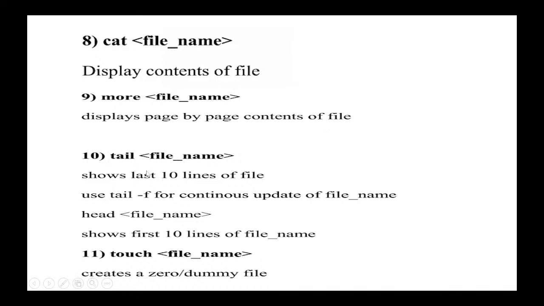The tenth command is tail space file name, which shows the last 10 lines of the file. Use tail -f for continuous update of the file. Head space file name shows the first 10 lines of the file.